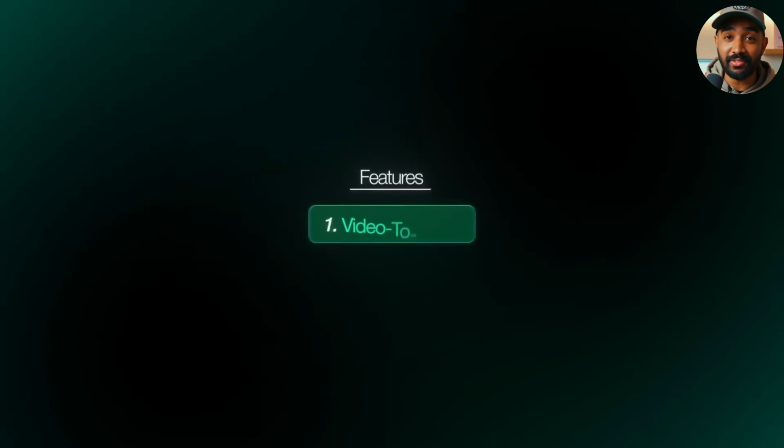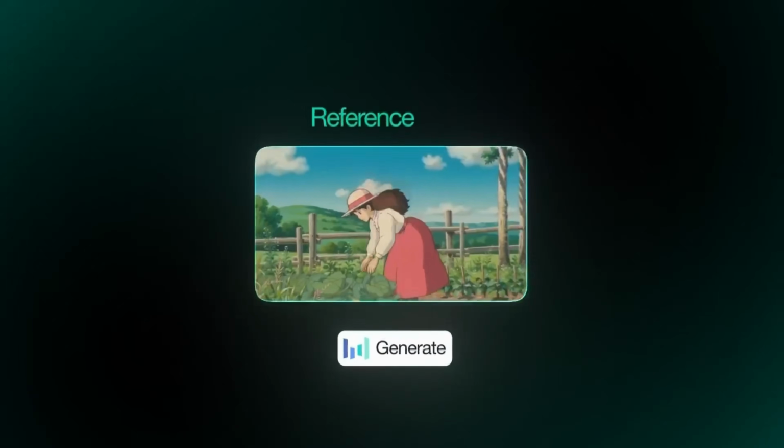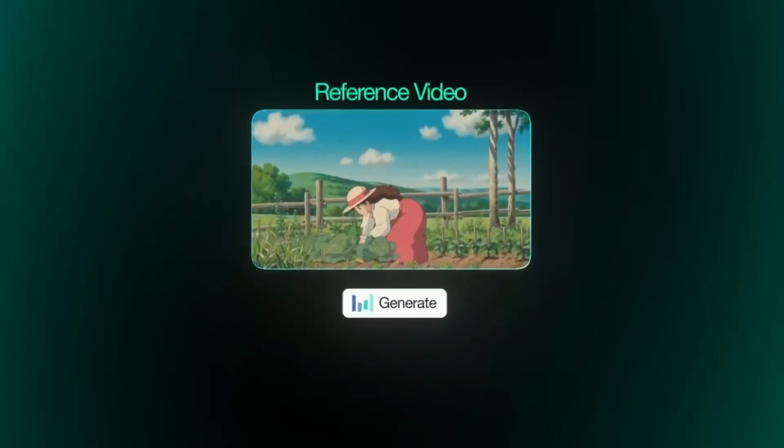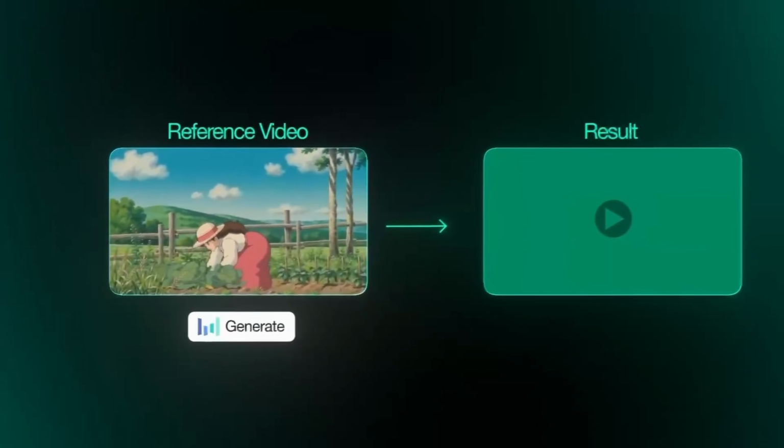The first feature is Video to Video. Seedance now lets you upload an existing video as a reference and generate a completely new scene from it. The character, the style, the motion, it all carries over.